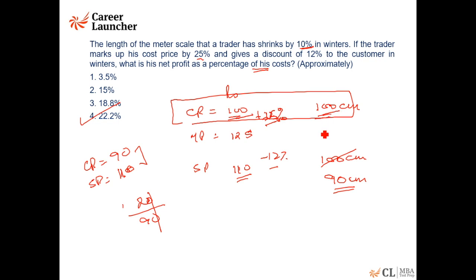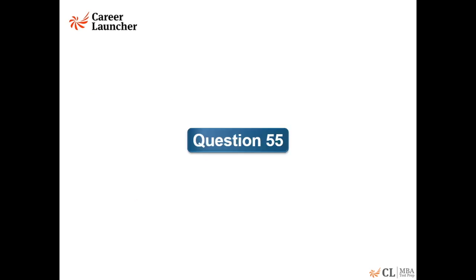The key thing to understand here was the cost is 100 rupees per meter, but because the meter scale has shrunk by 10%, you will be giving away only 90 centimeters, so your effective cost is 90 rupees. But you are charging for 1 meter and your selling price per meter is 110 rupees. So you will get 110 rupees while your cost is 90 rupees. Hence the profit is 22.22%.